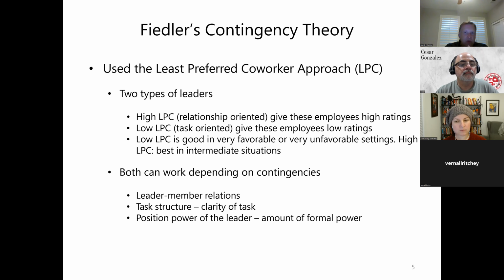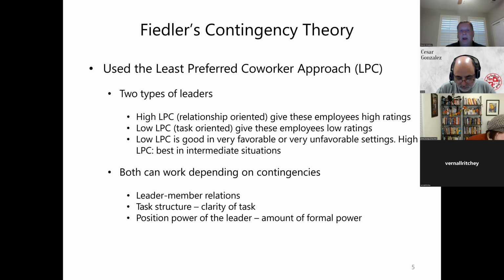We're usually in the intermediate situations where, you know, some things are good, some things are bad, there are some challenges, there are also some opportunities. In those intermediate situations where it's not really bad or really good, that's where the high LPC, the relationship-oriented approach, tends to work better than a more task-oriented type of approach.